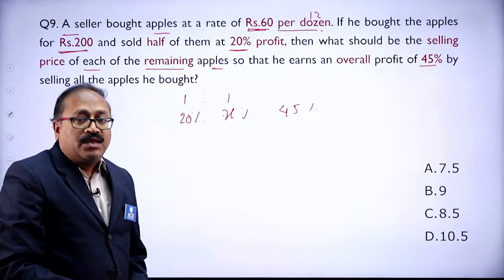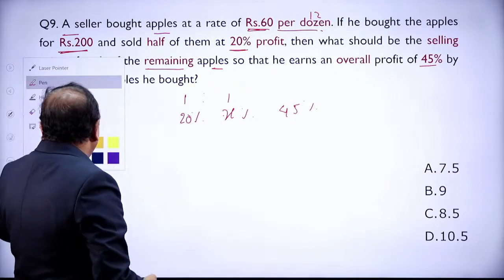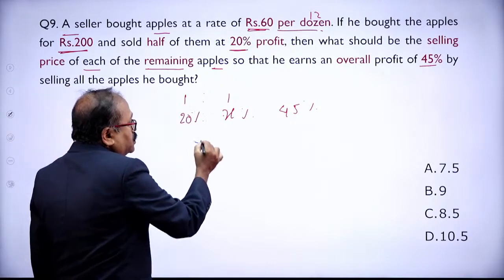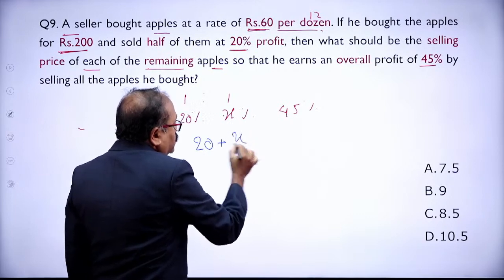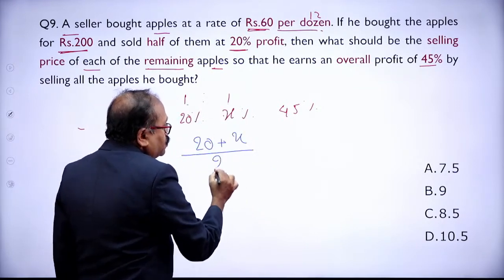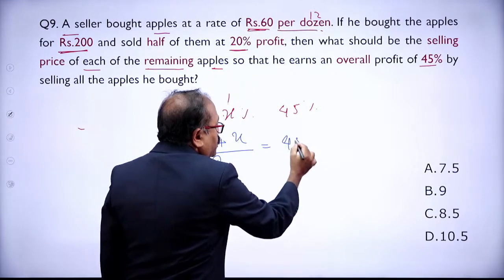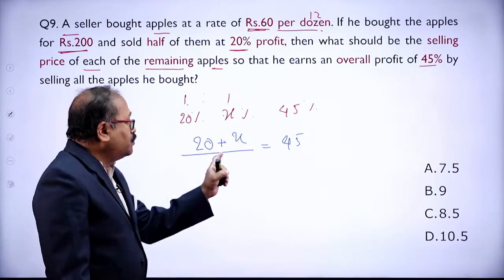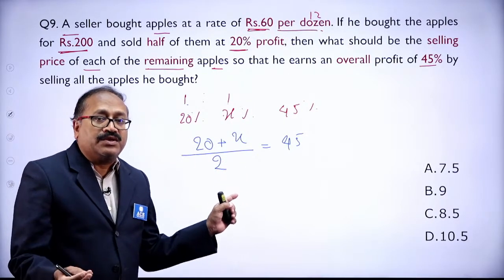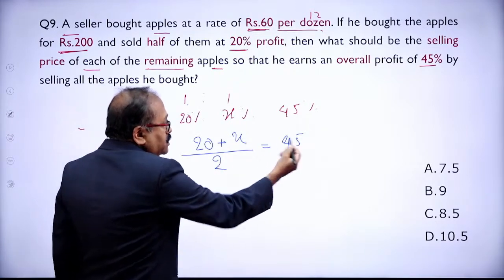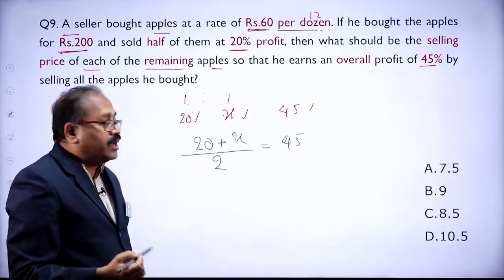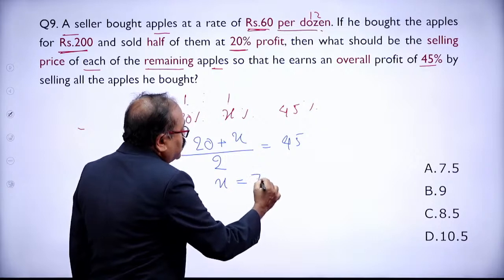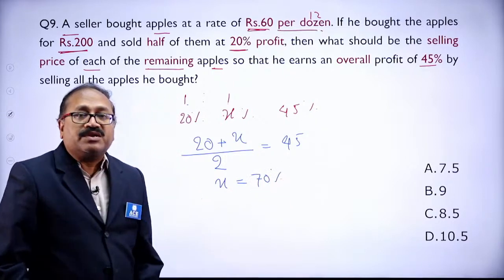Overall he gets a profit of 45%. We have this information. So what we are going to do here, look very carefully. You will learn something in every class. 1 into 20 is 20, plus 1 into x is x, divided by 1 plus 1, that is 2, and overall is given as 45. In our regular class we taught this way. So this is 90, and 90 minus 20 is 70. So x is equal to 70. It is sold at 70% profit.